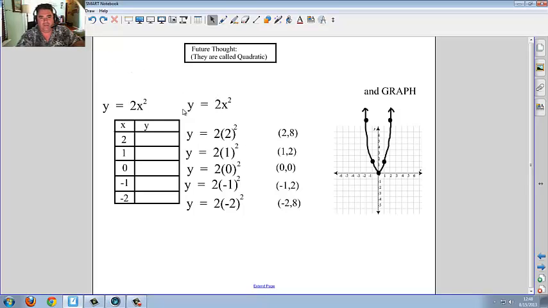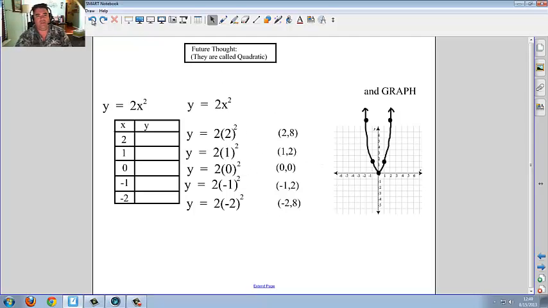For this one here, same idea. 2x squared is now our new equation. I simply plug in 2, 1, 0, negative 1, negative 2. I do those first because remember, inside the parentheses goes first, and then you do the outside part. So 2 squared is 4, but times 2 is 8. 1 squared is 1, times 2 is 2, etc., etc.